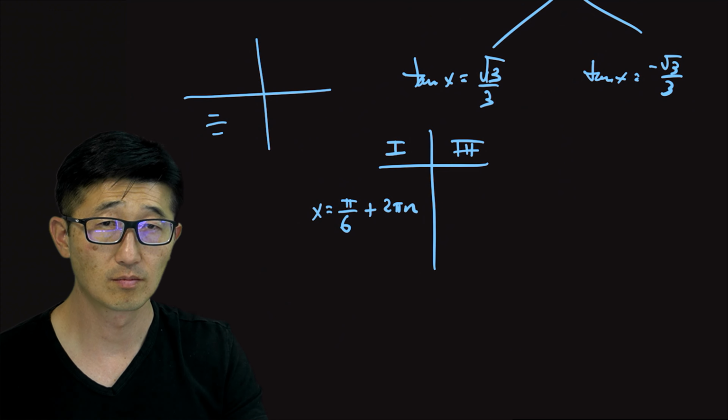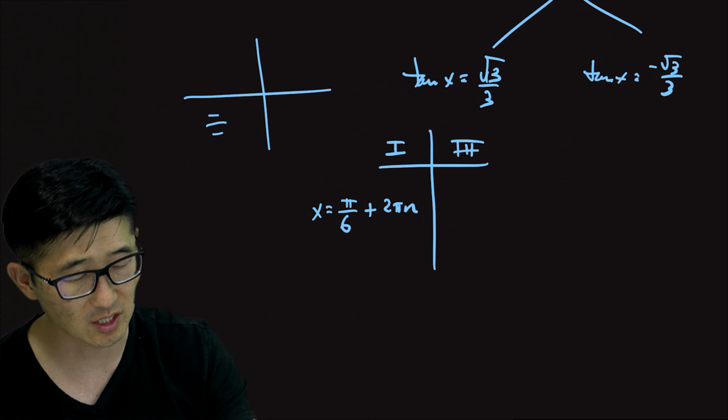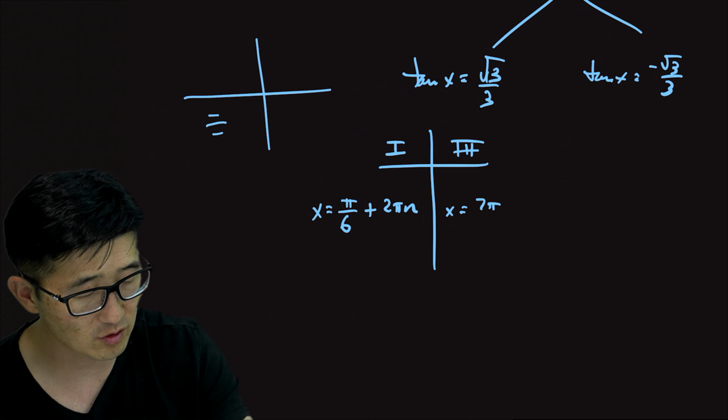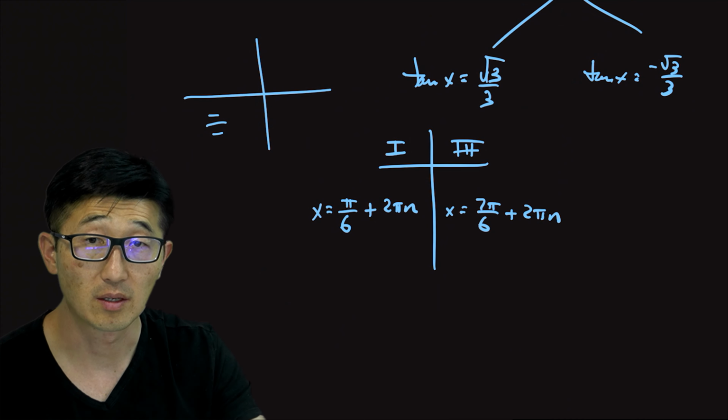Wait, so pi over 6. You should get 7 pi over 6. 7 pi over 6, good. X equals 7 pi over 6 plus 2 pi what? Plus 2 pi n? Yeah.